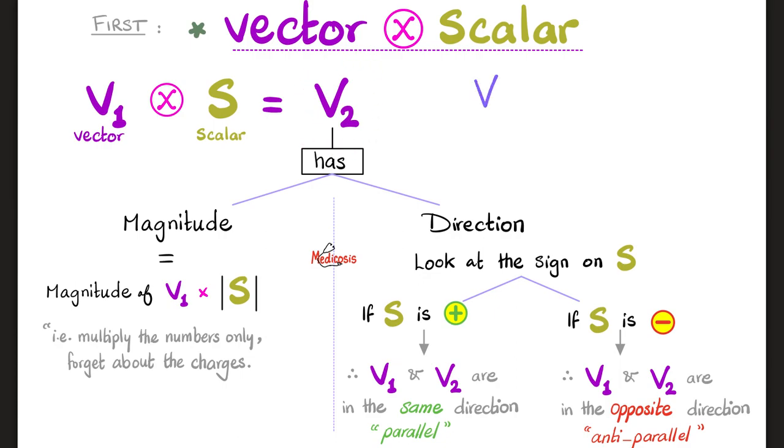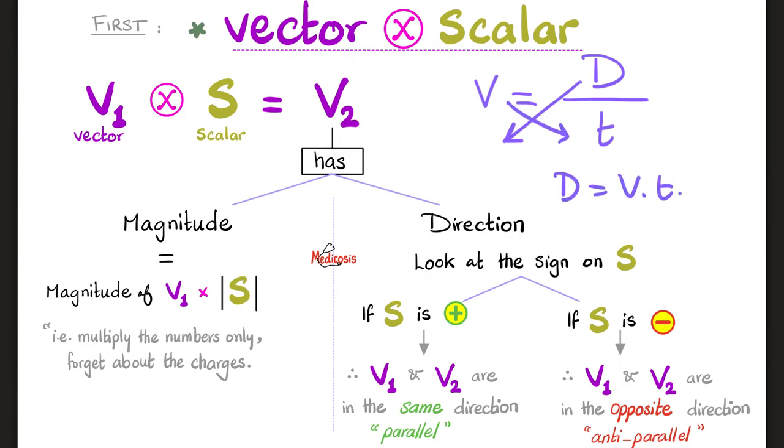For example, you will recall that velocity equals what? It equals displacement over time. Which means if I do the cross multiplication method, displacement equals velocity times time. Okay, now what? Here is a vector multiplied by a scalar, and what do you get? You get a vector. Bingo. A vector times scalar will give you another vector.